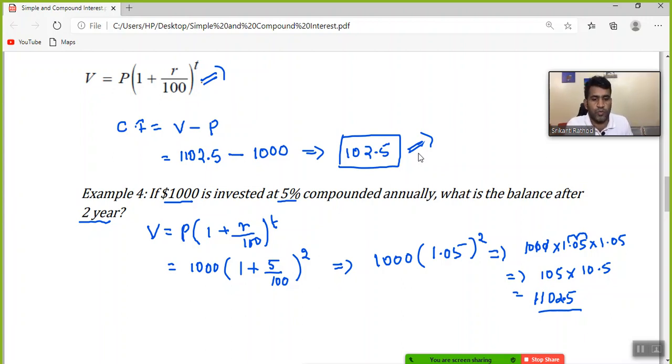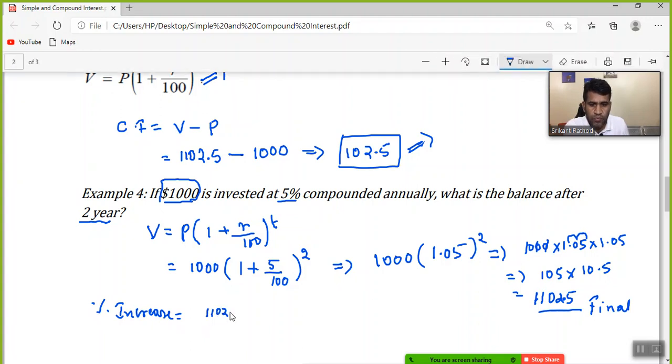You can do it in two ways. If the question is only about what percent got increased, one way is by using the basic formula. This is the change, the increase, and this is my final value, the final, and the amount I deposited was the initial. The percentage change, or percentage increase, is final minus initial over initial times 100. So that is 1102.5 minus 1000, over 1000, times 100.